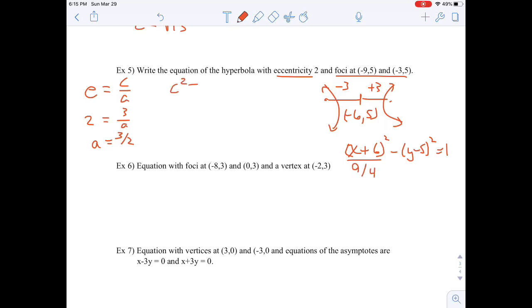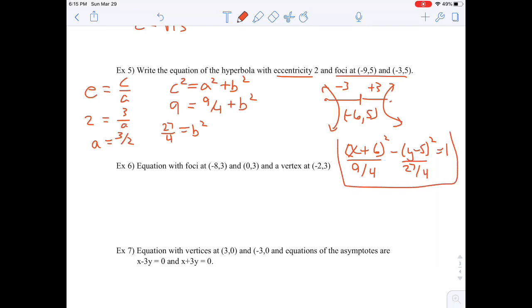And now we can use C squared equals A squared plus B squared. So C squared, that's 9. A squared, that's 9 fourths, plus B squared. Well, 9 minus 9 fourths gives us 27 fourths. And I don't care what B is. I've got B squared, and that's what goes in my equation. So 27 fourths. Awesome. There we go.